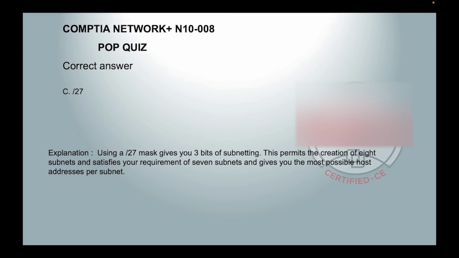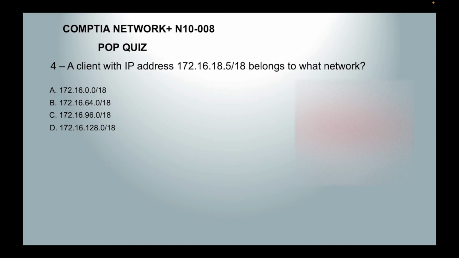Using a /27 mask gives you 3 bits of subnetting. This permits the creation of 8 subnets and satisfies your requirement of 7 subnets, and gives you the most possible host addresses per subnet.